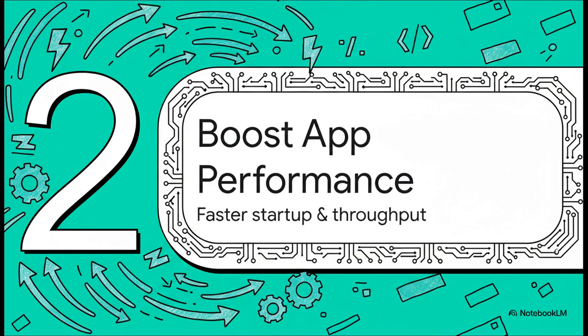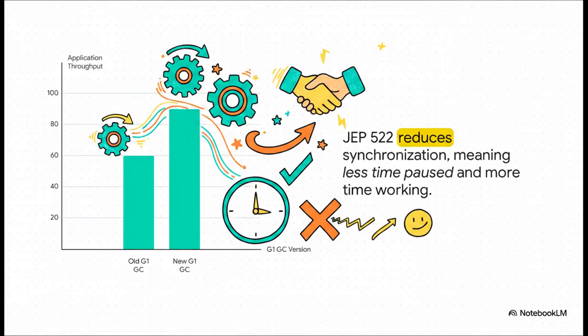So, building on that idea of efficiency, let's jump into our second section. We're moving from just cleaner code to upgrades that make your entire application run faster and better. We're talking pure performance gains. Now this is really cool. Check out the improvement to the G1 garbage collector. JEP 522 basically reduces the time your application's threads and the GC's threads have to wait on each other. To put it simply, your application spends way less time paused and a lot more time doing actual productive work.